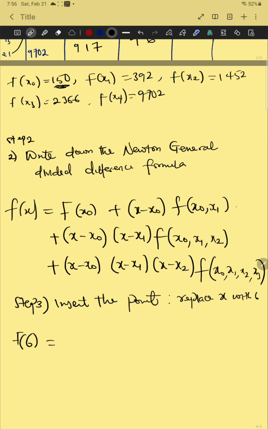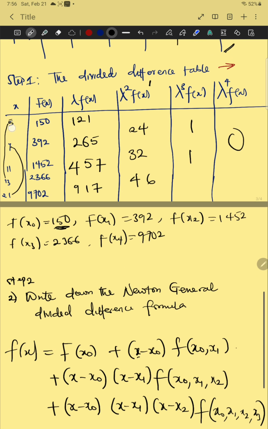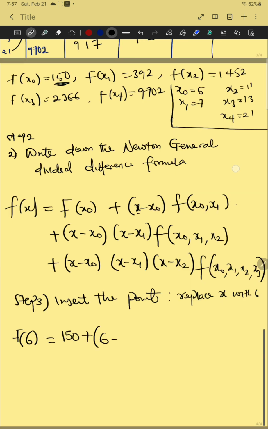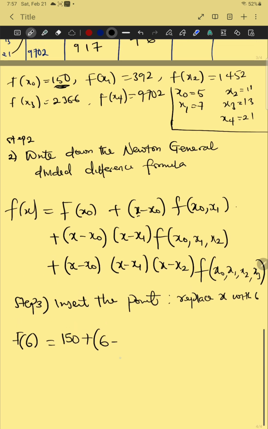So what is f of x naught? It is 150. Look at it here. 150 plus, so we are saying 6. The x now is 6. Anytime you see x, it is 6. 6 minus, what is x naught? X naught is, from here, you know this is x naught, 5. This is x1, 7. Let me write that down for you here. X naught is 5, x1 is 7, x2 is 11, x3 is 13, x4 is 21. You see that? Okay, so x naught is 5.